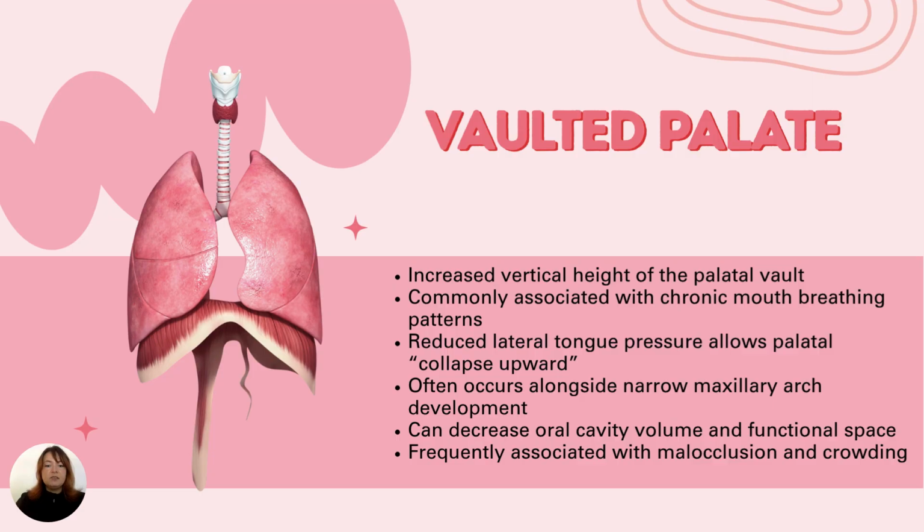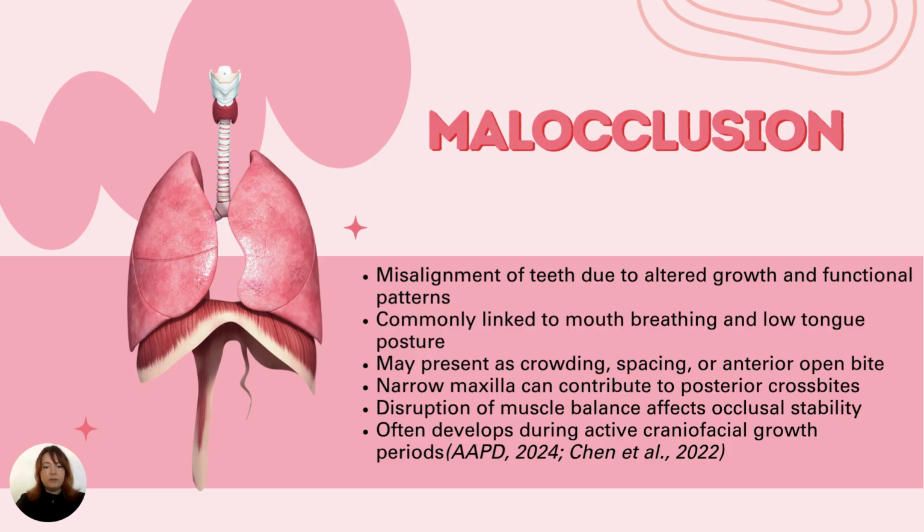Vaulted palate, we've kind of already gone over this, is the increased vertical height of the palate, commonly associated with mouth breathing. It reduces the lateral tongue pressure, allowing palatal collapse upward. Often increases alongside or occurs alongside narrow maxillary arch development. As you can see, this is all kind of a domino effect. So once it's gotten to this point, it's very hard to reverse, and it can decrease the oral cavity volume and functional space, frequently associated with malocclusion and crowding.